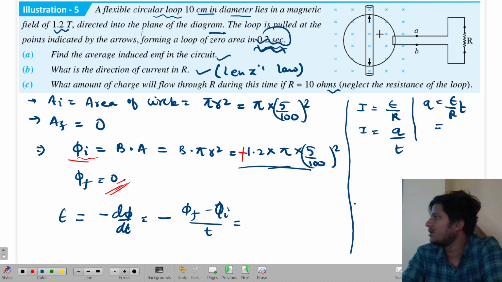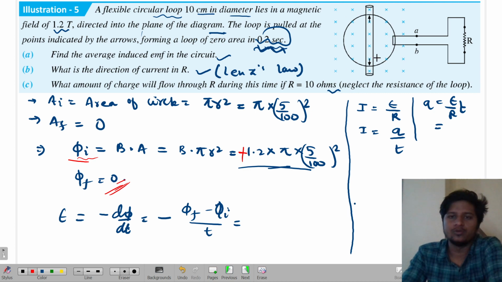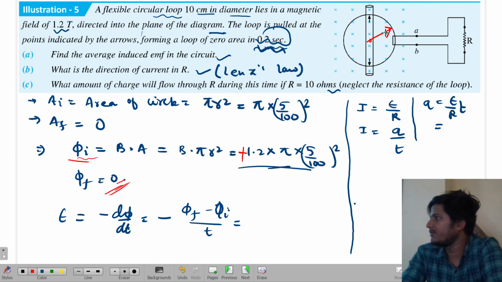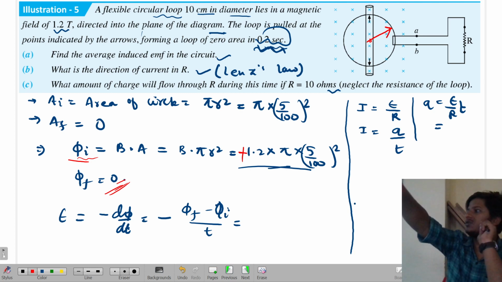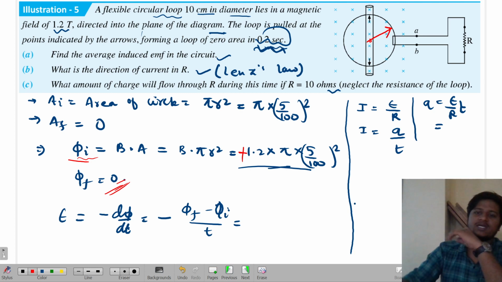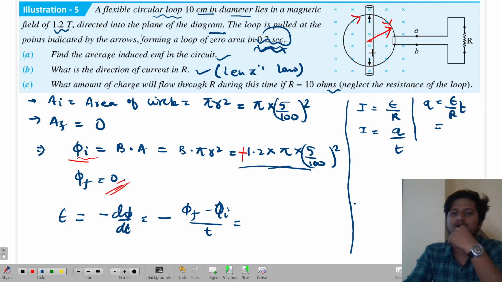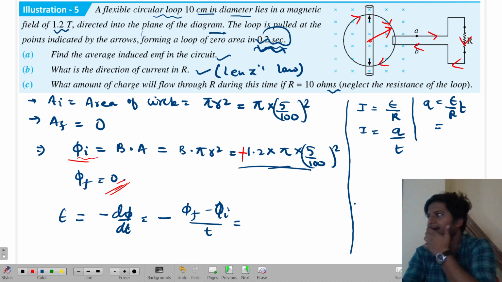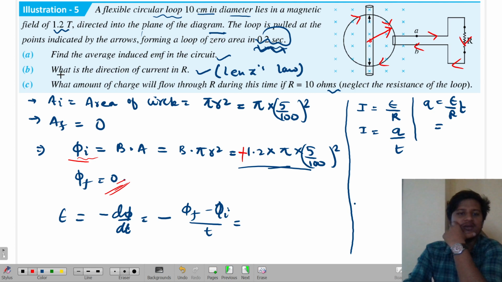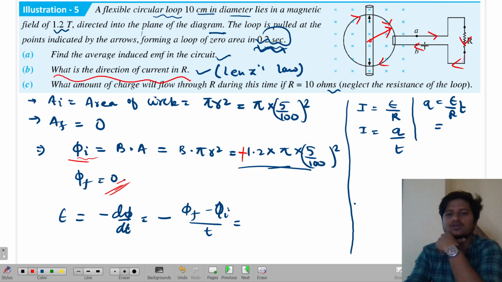field. Got it or not? So inside this loop, the magnetic field is inside. Also, you should produce a magnetic field which will go inside or not. Tell me yes or no. Put your thumb inside. How will the current be produced? Clockwise direction. Got it? Is it clear? So what is the direction of current? It will be from A to B. Got it or not?